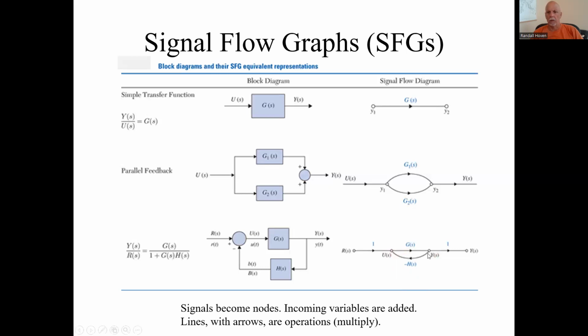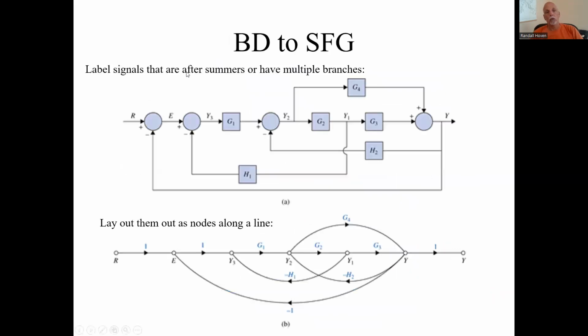Let's see. Well, there's the output Y. So this signal flow graph is equivalent to this block diagram. What if you started with a block diagram and wanted to convert it to a signal flow graph? Let's say you were given this block diagram, and the only signals labeled were the output Y and the input R. Let's say these E, Y3, etc. are not there.